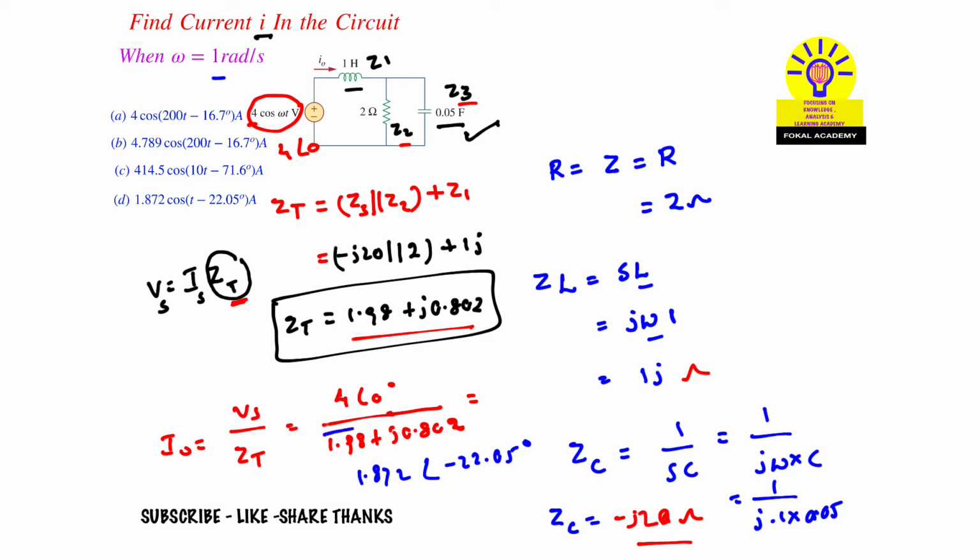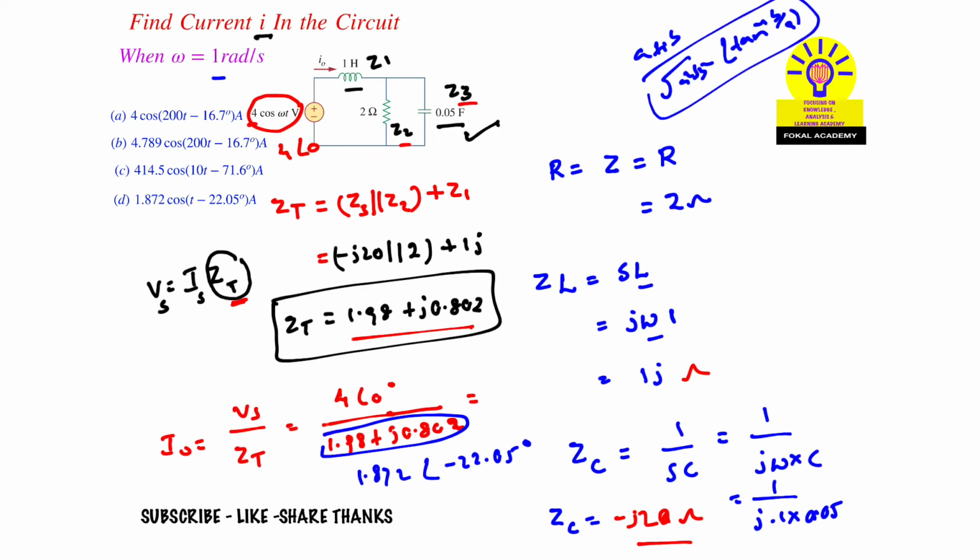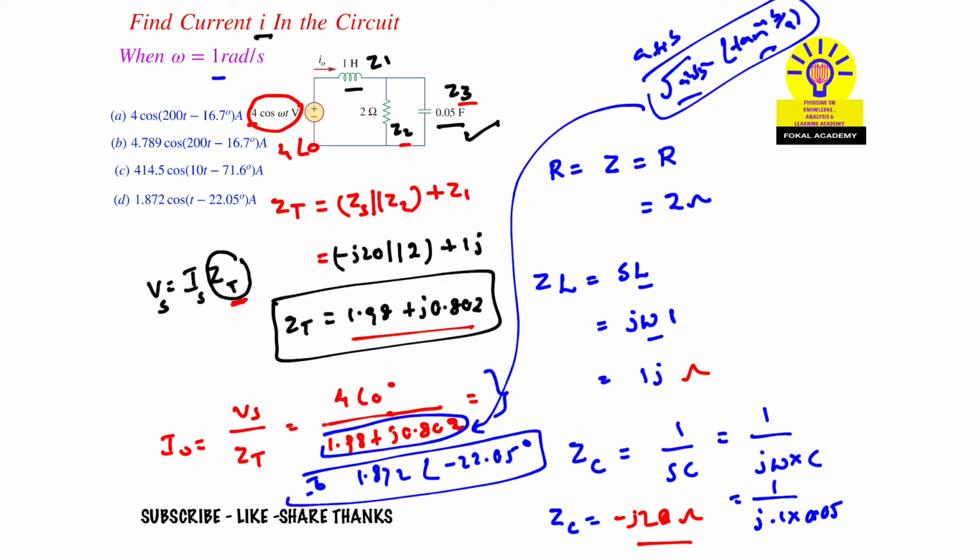For the denominator we can find the amplitude of a complex number in the form A plus jB. The amplitude is the root of A squared plus B squared and the phase angle is tan inverse of B by A. Now by applying this here we will get the amplitude and phase angle. After that, simplifying, we will get the current I naught in amplitude and phasor form.